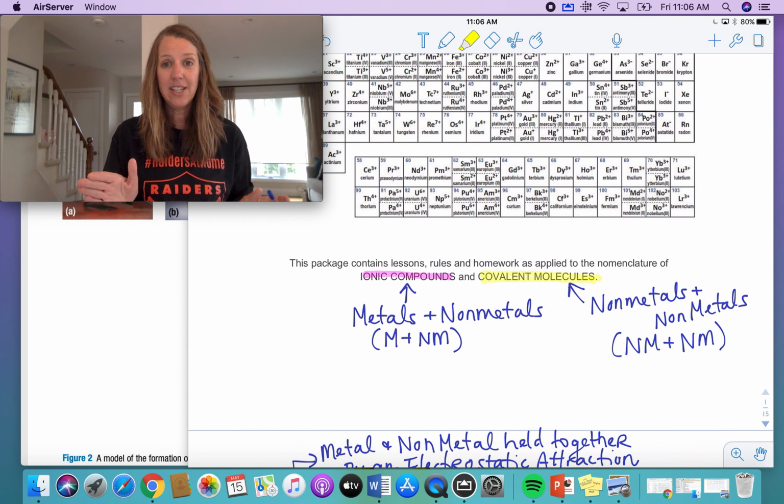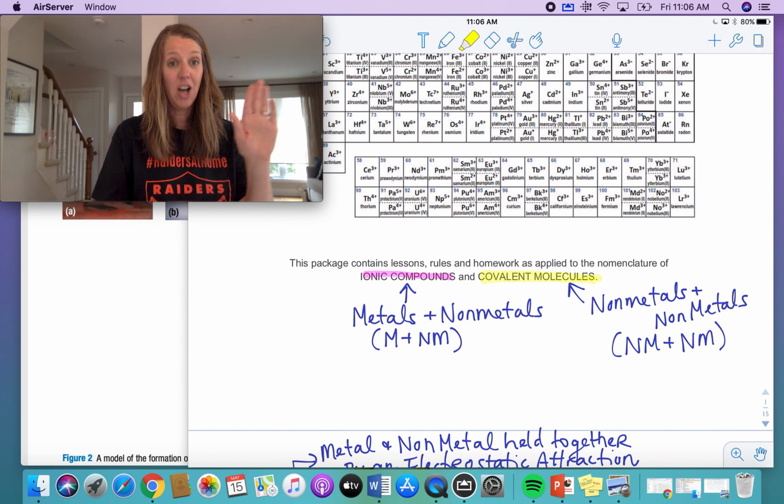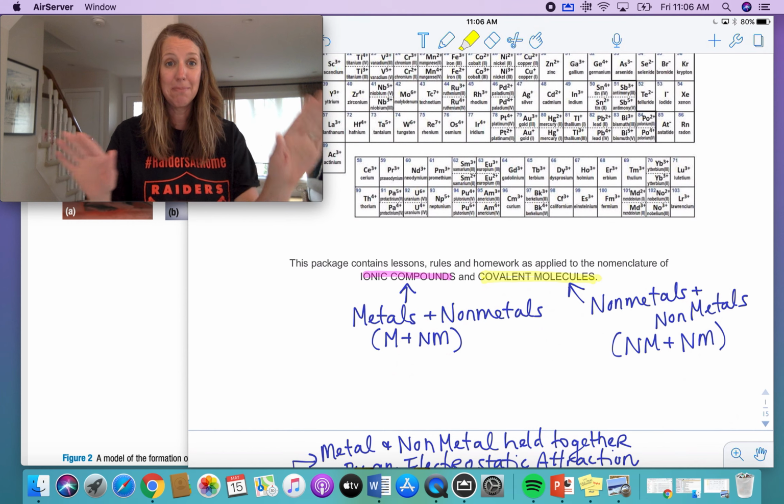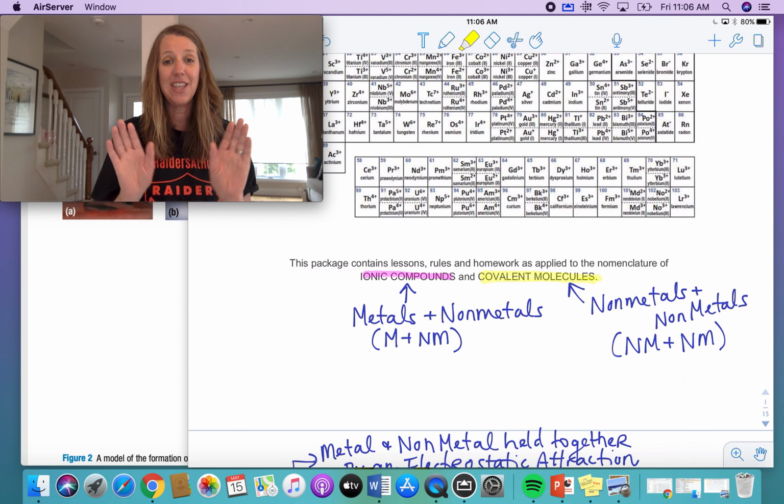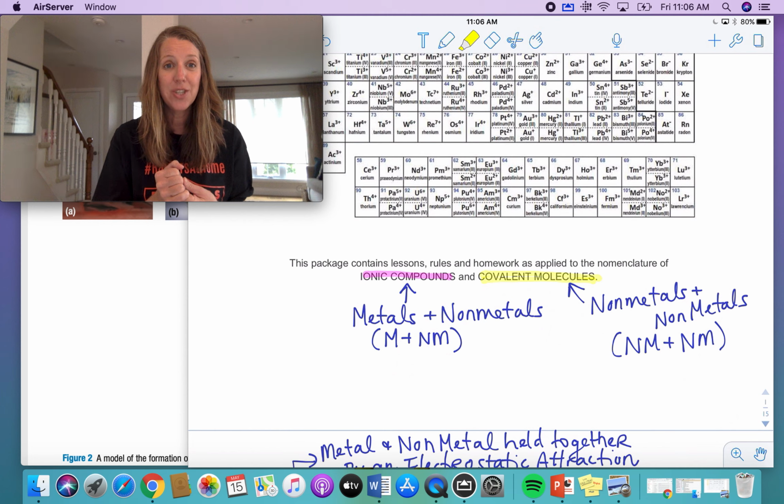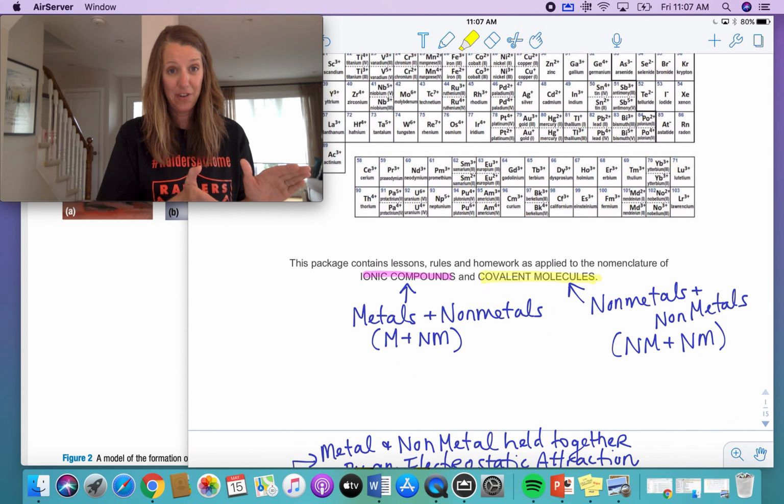And so all you need to be able to identify is if it's belonging to the left side and the right side, it's a metal and a non-metal. When they come together, they make an ionic compound. The physical and chemical properties of those compounds are very unique. All right, they have very strong bonds, and so they have high melting points and high boiling points, and those characteristics they have in common. These are what we're going to name first.